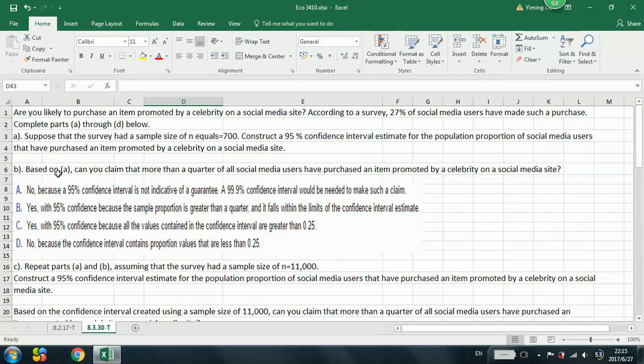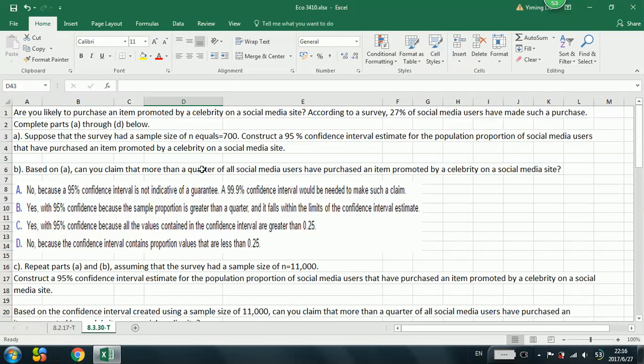For part B, based on A, can you claim that more than a quarter of all social media users have purchased an item promoted by a celebrity on the social media site? For choice A, no, because the 95% confidence interval is not indicative of a guarantee. A 99.9% confidence interval would be needed to make such a claim.